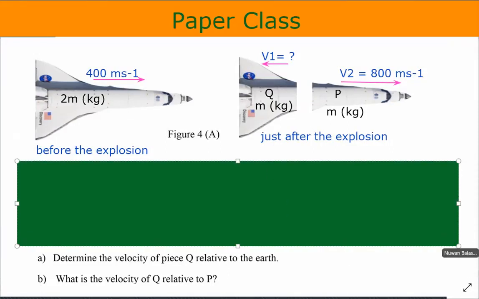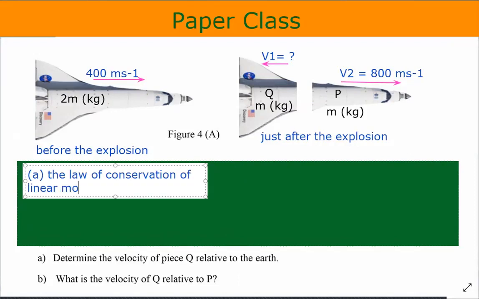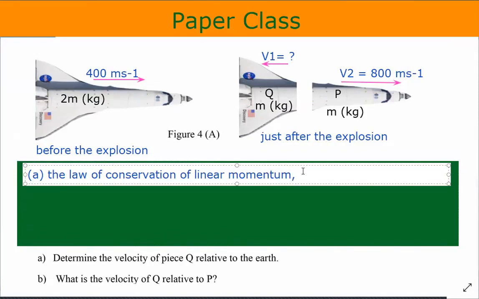So the law of linear momentum. Very good. To find the velocity of the piece Q after the explosion, we should use the law of conservation of linear momentum. The law of conservation of linear momentum tells us the total linear momentum does not change.